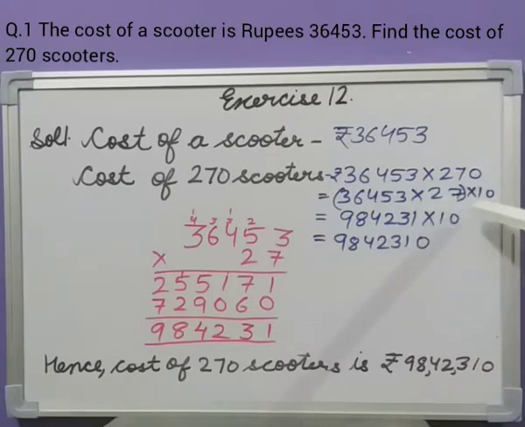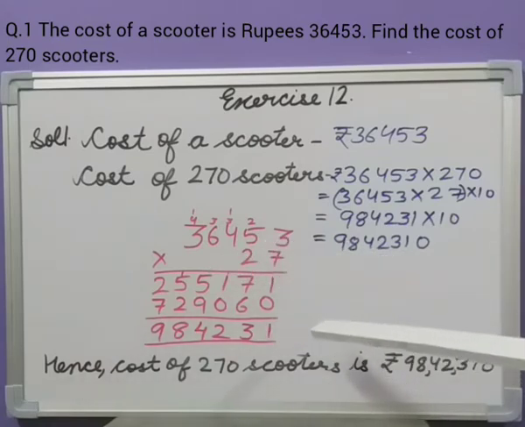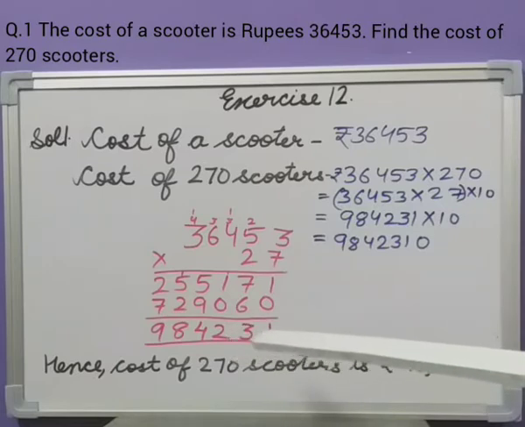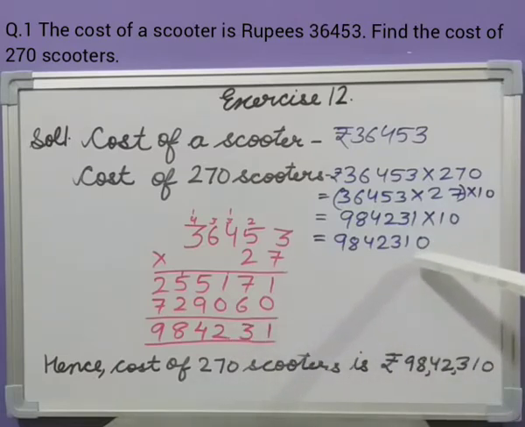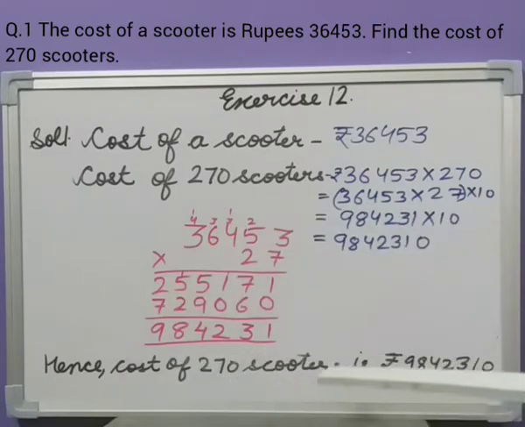Now, this has a 0, so we can break it: 36,453 multiplied by 27 multiplied by 10. Now, first multiply this by 27 and then put 0. As we know, by putting 0 to the right, we are multiplying it by 10. So, 36,453 multiplied by 27 gives us 9,84,231, and just put 0 after it because we are multiplying it by 10. Hence, cost of 270 scooters is rupees 98,42,310.